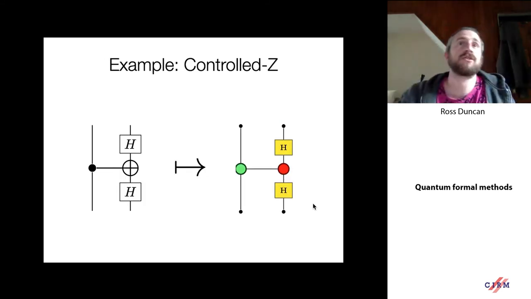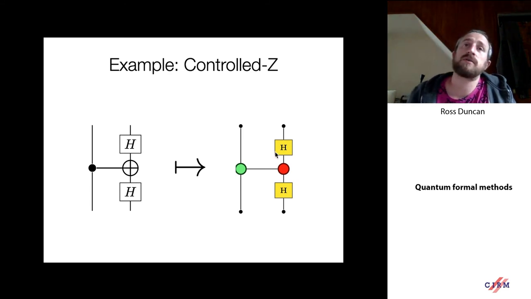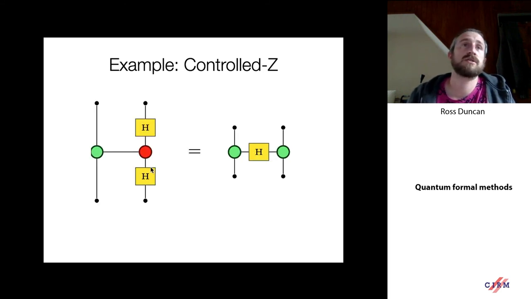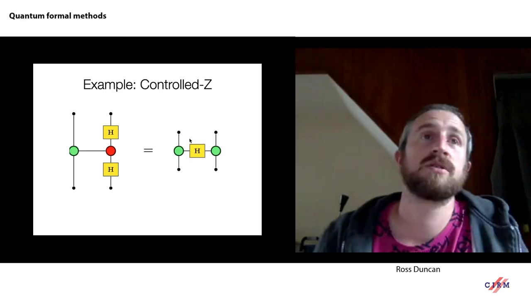So I showed this picture earlier on of how you might represent control Z if you were working in the circuit picture, and we can do the translation directly. But because I have my color changing rule available to me, I can actually make a simplification here. And you can see that this, by the color changing rule, is equal to this.